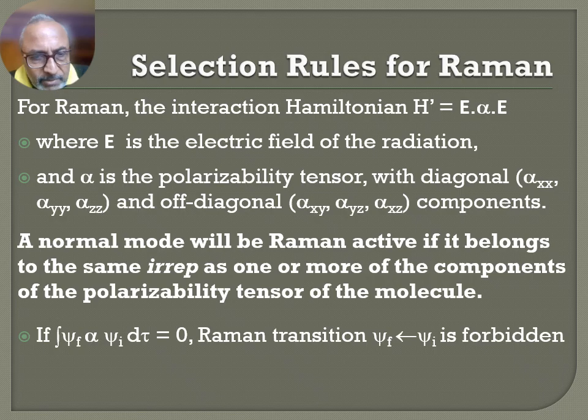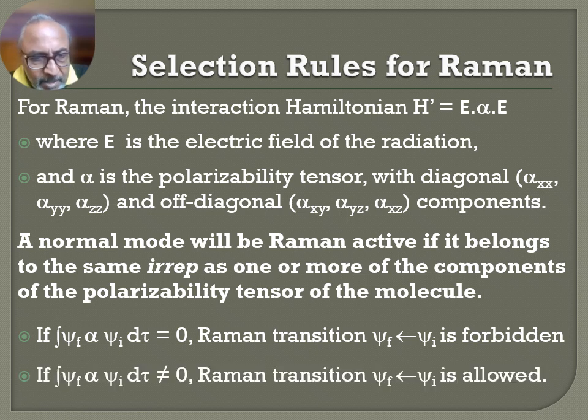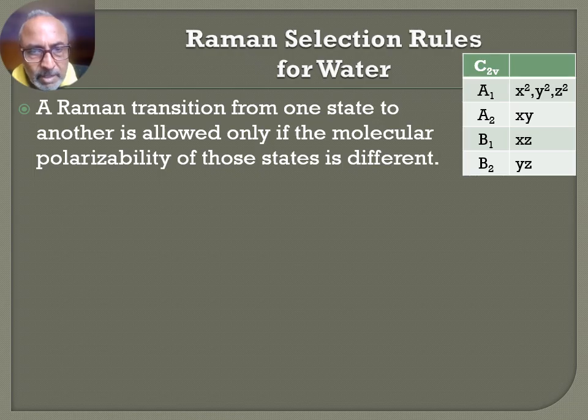If the integral ψf α ψi dτ is equal to 0, the Raman transition from ψi to ψf is forbidden. If the integral ψf α ψi dτ is not equal to 0, the Raman transition from ψi to ψf is allowed. A Raman transition from one state to another is allowed only if the molecular polarizability of those states is different.